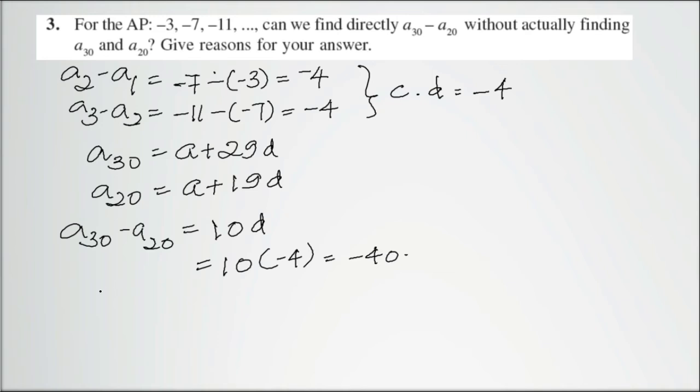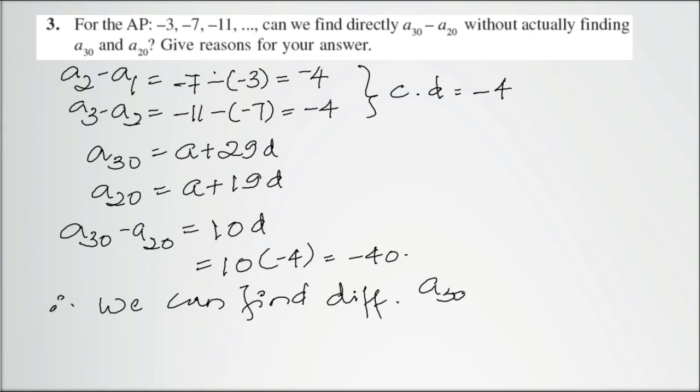So we can find the difference of a30 and a20. Therefore, we can find the difference a30 minus a20 as 10 times of d, because there is a difference of 10 terms here. So 10 times of -4 will be -40.